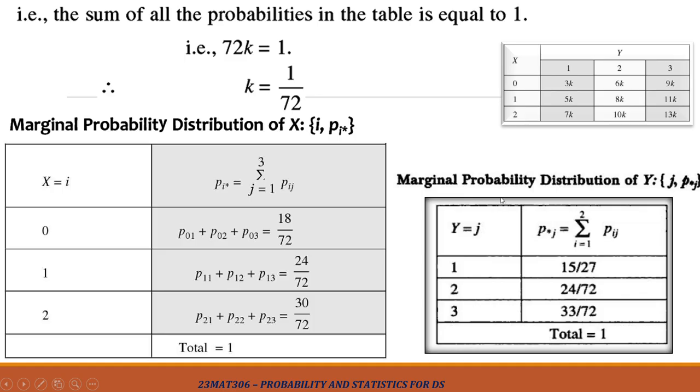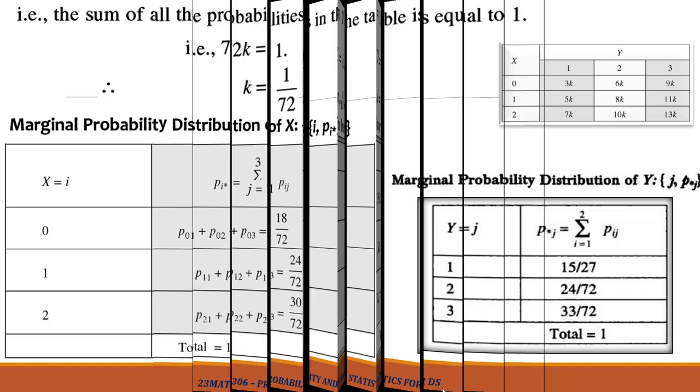This is the marginal distribution of Y. Y varies from 1 to 3. Here also, what is the value? Summation I varies from 1 to Pij. So we get the total probability value in both the cases as 1.